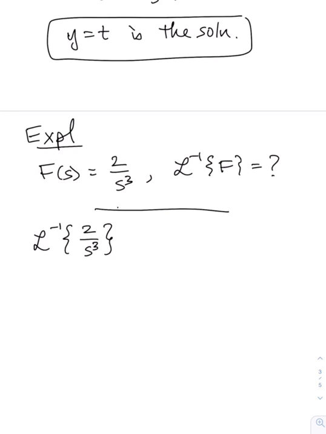The thing from the table that's got a power of s on the bottom is the third line on table 7.1. If I really want to make it look exactly like what's on that table, then instead of 2, let's write that as 2 factorial. So 2 factorial is equal to 2. And instead of s cubed, let's write it as s to the 2 plus 1. Now it looks exactly like what's on the table. On the table we have n factorial over s to the n plus 1, and the inverse Laplace transform is then t to the n. In this case, n is 2.